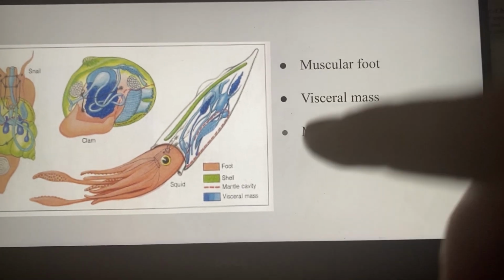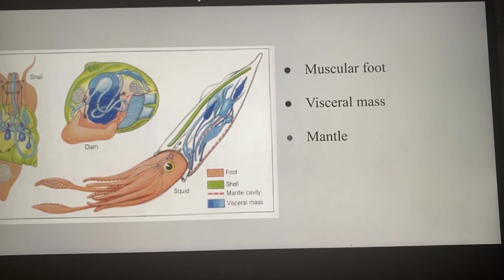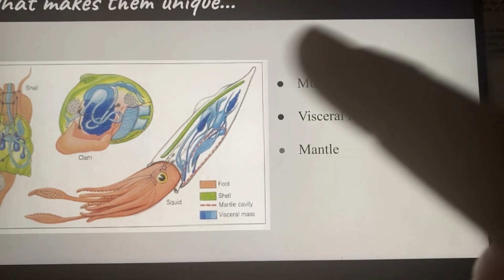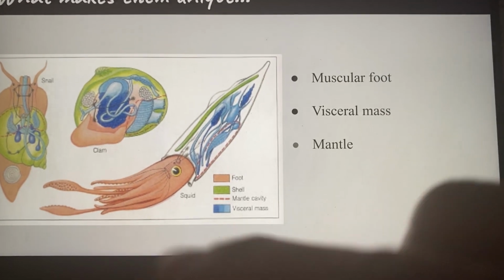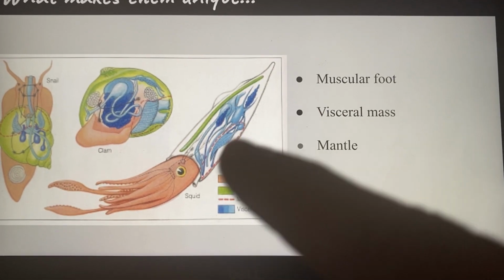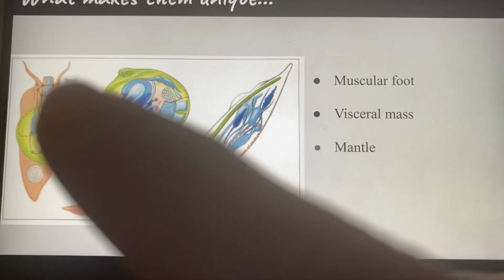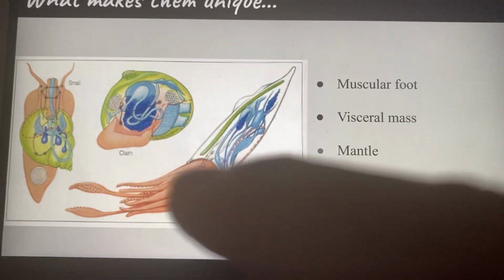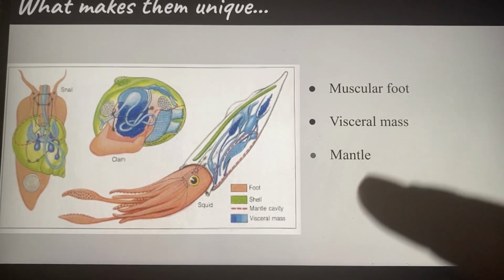And next we have the visceral mass. This is going to be where most of the internal organs are. So it's basically the area that contains most of the internal organs. It's like a little specific region. Right here we have the visceral mass in the squid. We have the visceral mass of the clam. And then up here in the front on the snail, it's towards the top of the shell, underneath it. That's their visceral mass.